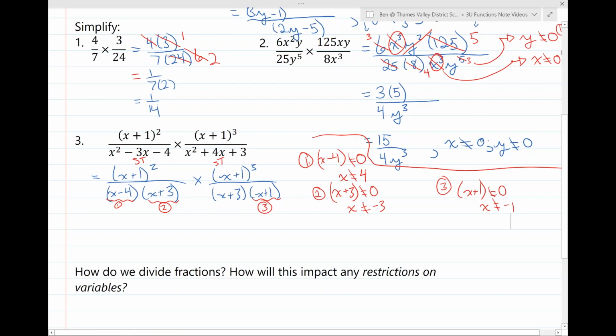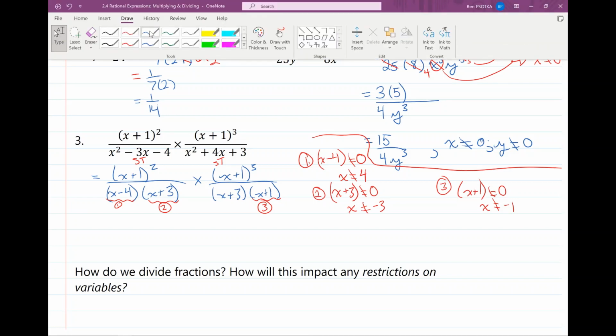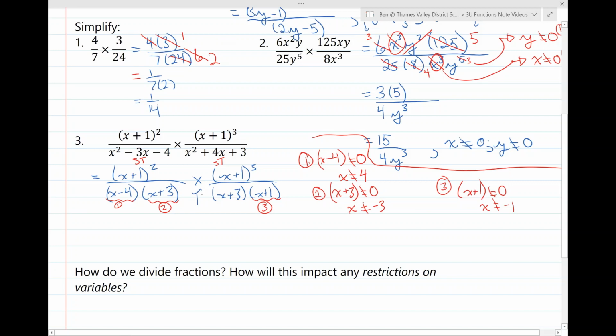In order to make it look a little bit nicer, let's put it together first so we can put it all into one fraction, because I'm multiplying here. So I multiply my numerators and I multiply my denominators. So I'm left with x plus 1 to the power of 2 times x plus 1 to the power of 3. So that's x plus 1 to the power of 5 in total in my numerator, all divided by x minus 4, x plus 3 squared, x plus 1.